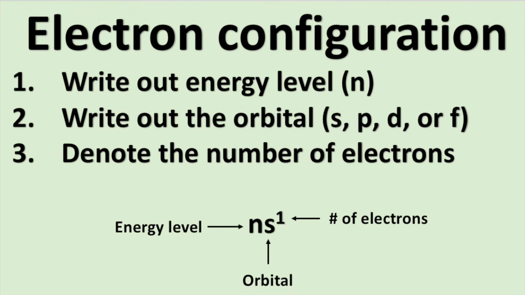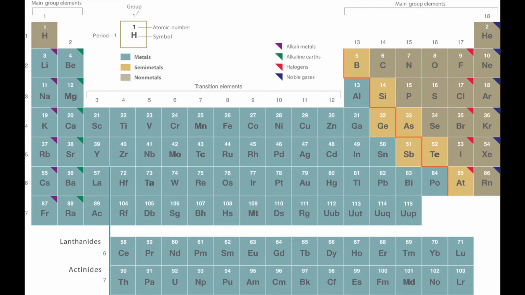When writing out an electron configuration, you first start by writing the energy level, which, if we remember from previous lessons, is the principal quantum number, which is denoted by n. The energy level is determined by the period that the element is located in. If you count down the periodic table numerically, starting with hydrogen, this is n equals 1. The next period is n equals 2. The one after is n equals 3, and so forth.